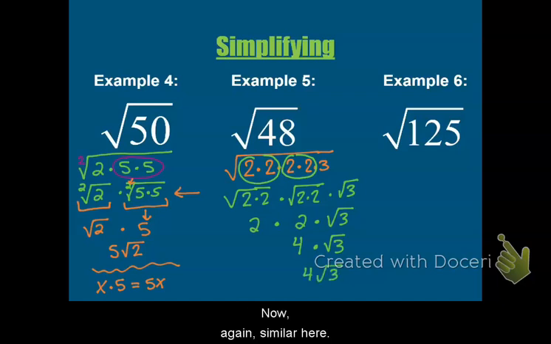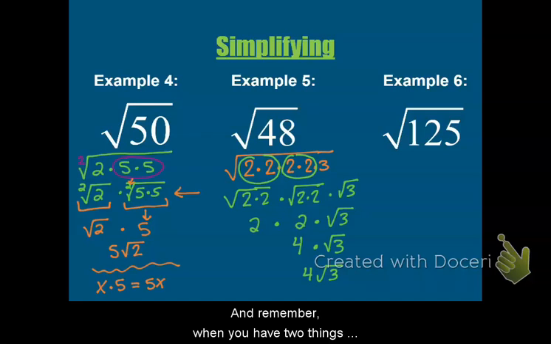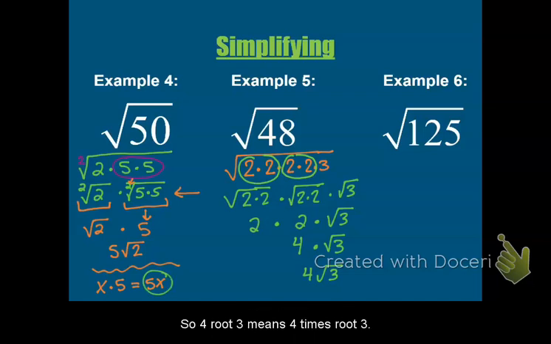And 4 times root 3 is 4 root 3. Now again, similar here, we don't always write the little dot in between multiplication. You might just write them next to each other. And remember, when you have two things next to each other, similar to what we had over here when we had 5x, that means 5 times x. So 4 root 3 means 4 times root 3.